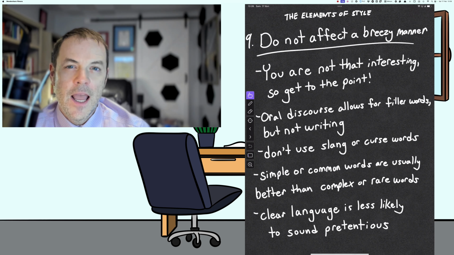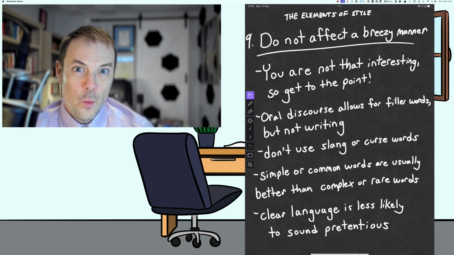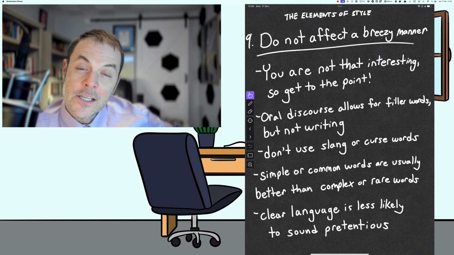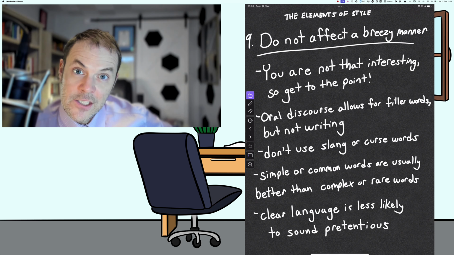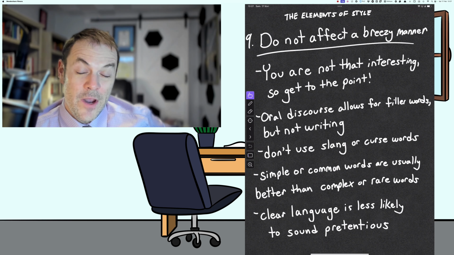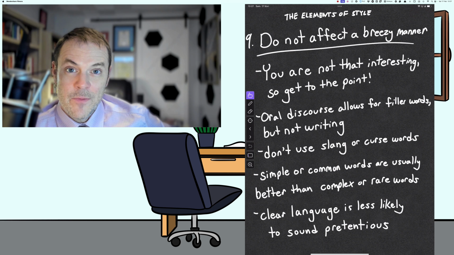Do not affect a breezy manner. This is another way of just shooting from the hip. We're not that interesting. I'm really trying to do my best to stick to the point, because writing should stick to the point. Don't waste the reader's time. Another way that you can sound off is by including slang or curse words, for that matter, that you get a little too informal in writing. And it happens more and more in professional writing, such as newspapers.